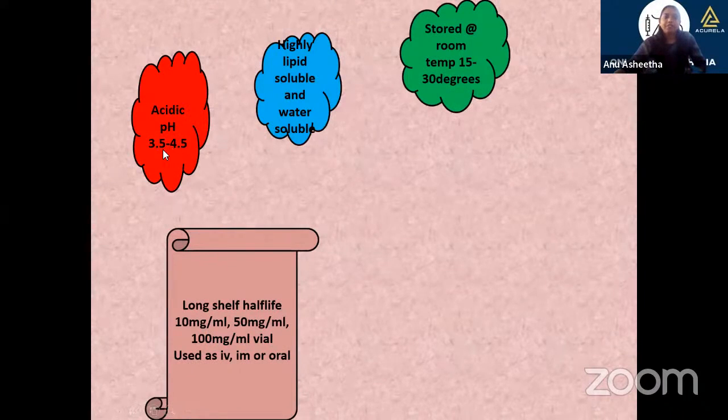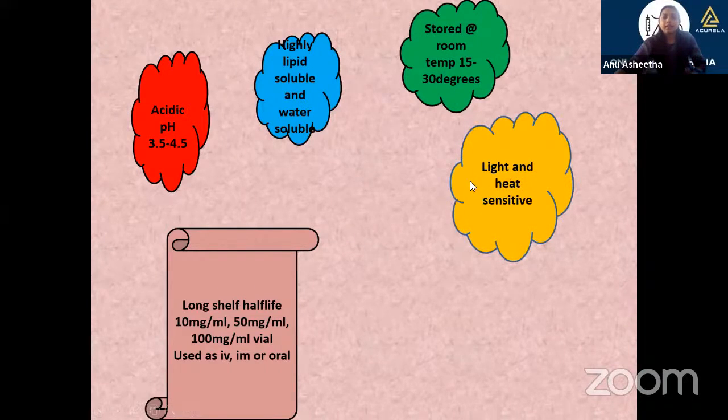Then they have an acidic pH of 3.5 to 4.5, highly lipid soluble and also water soluble. They are stored at room temperature, 15 to 30 degrees Celsius. They are light and heat sensitive, hence should not be stored outside.